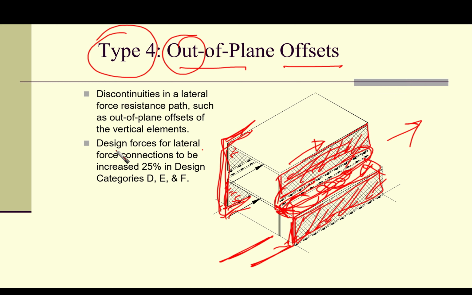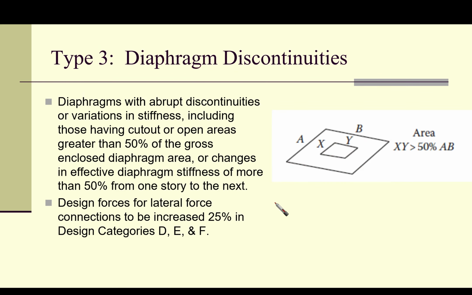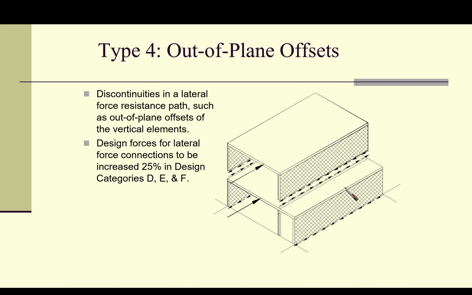This is why they said that design forces for lateral force connections are to be increased by 25%. So if we go back here, this means that we have a connection between this lateral force resisting system and whatever the element is going to be here. Then the force that is going to be used for designing this part should be increased by 25% if we are in seismic design category D, E, and F. Okay, so this is type 4, out of plane offset.